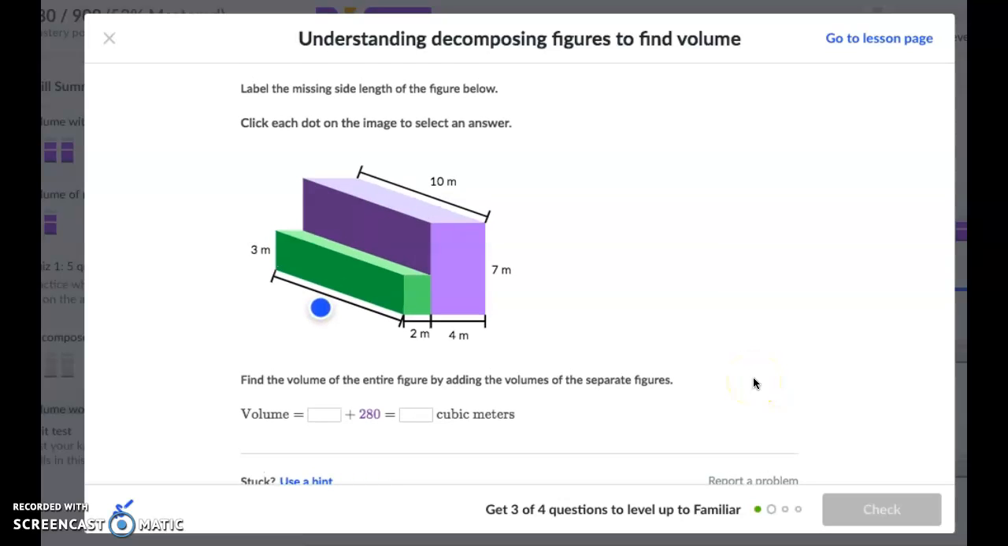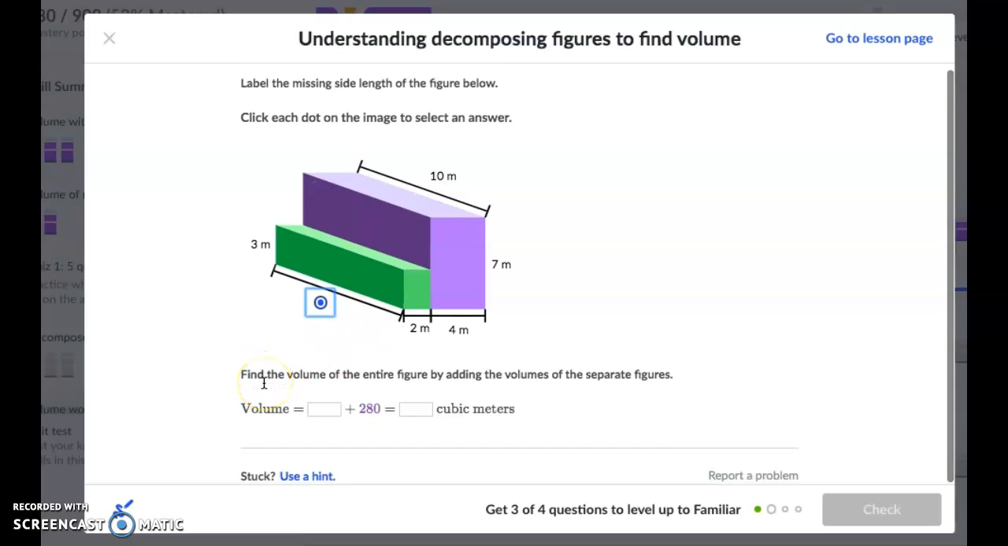Okay, we're going to do the same thing. It says label the missing side length of the figure below. Click each dot on the image to select an answer. The first thing that we have to do here is this dot. We have to figure out how wide this green figure is. To figure out how wide it is, I'm going to notice that it goes back just the same amount as the purple one. The purple one is labeled as 10, so this dot here must also be 10. That's going to help me to figure that out.